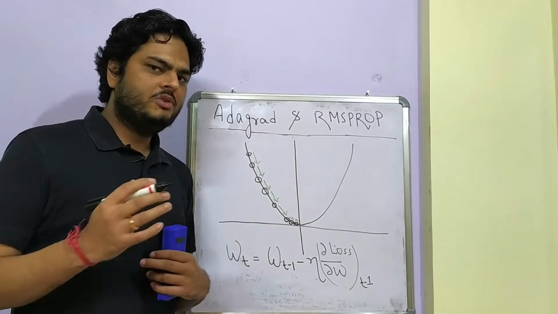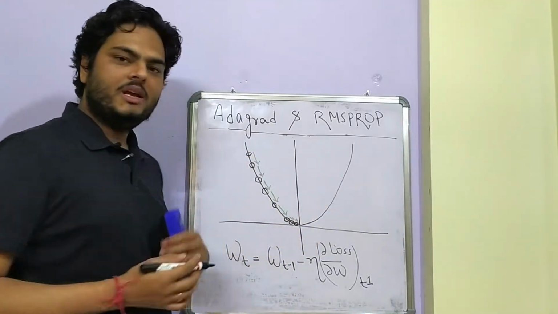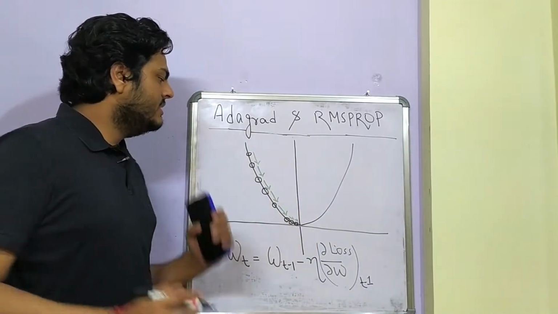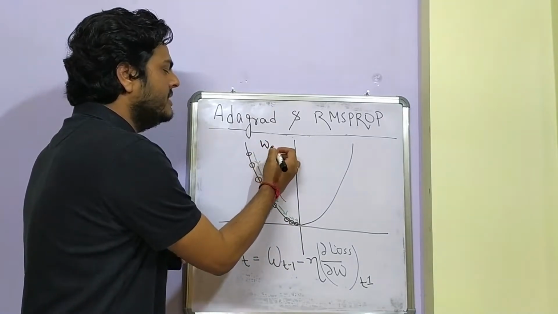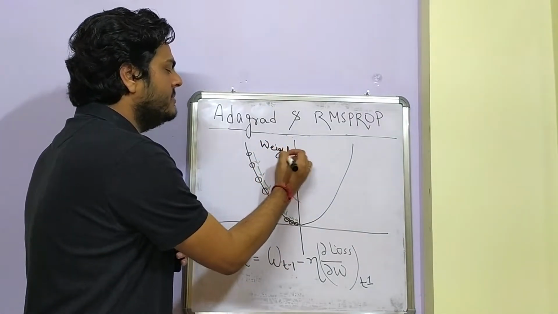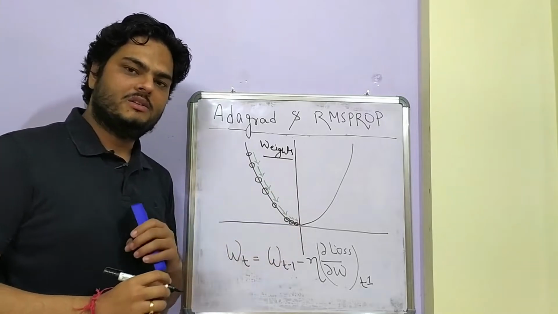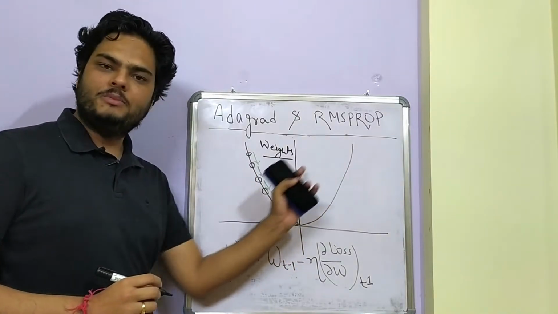If you are watching this video, you must be aware of this diagram, right? So what is happening here? Nothing but weights of a neural network getting optimized using gradient descent. So this is how weights get optimized, right?